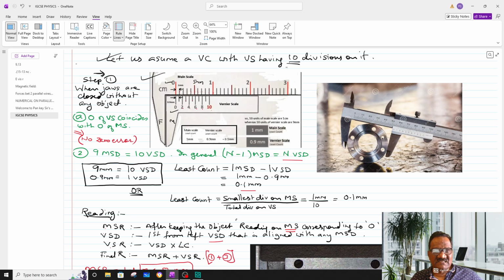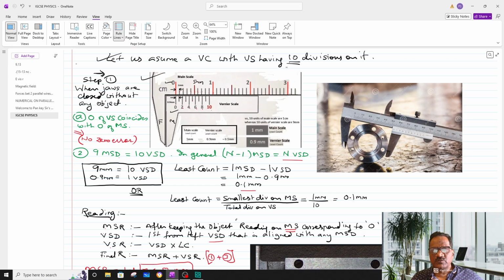You have to check this just before you start taking the reading, and that is why I told you about this 0. The concept of 0 error I'll also explain, but first let me explain the general measurement, how to take the measurement using a vernier caliper. So this is a vernier caliper which has 0 error as 0. Once that is checked, then you can proceed with taking the reading.